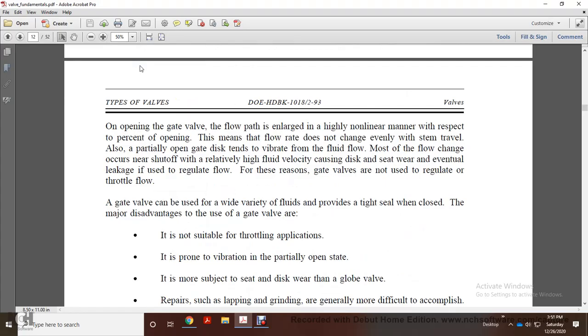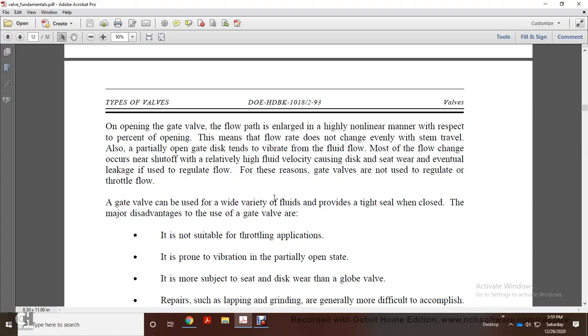Opening a gate valve enlarges the flow path in a highly nonlinear manner with respect to the percent of opening. This means the flow rate does not change evenly with the stem travel. Also, a partially open gate disc tends to vibrate from the fluid flow. Most of the flow change occurs near shutoff with relatively high fluid velocity, causing disc and seat wear. Eventually, leakage results if used to regulate flow. For this reason, gate valves are not used to regulate or throttle flow.